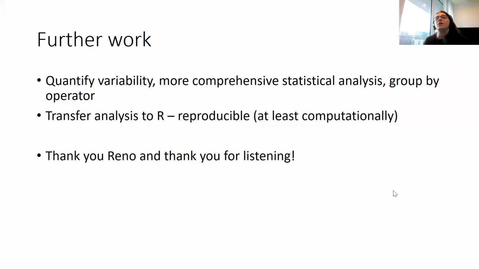So finally, things that I would like to do with this data is just to look a little bit more at the variability and understand where it is coming from. So do some more comprehensive statistical analysis, and also group by operator, because a lot of this data that I showed you is an aggregate of both mine and Reno's experiments. So I think discerning by that confounding variable might show different patterns. And then also transfer this analysis to R so that it's reproducible, at least computationally.